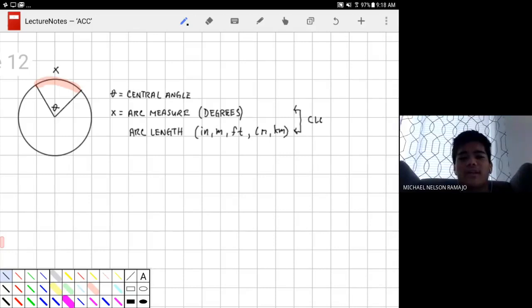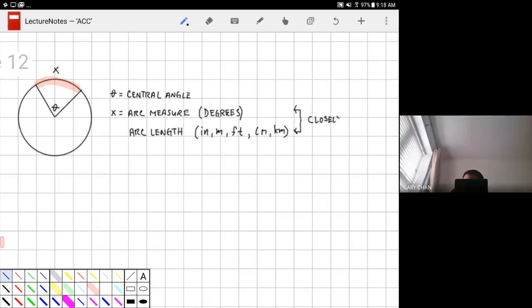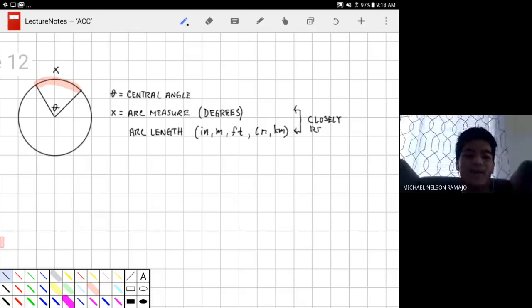Wait, the arc measure is the same as theta, right? Yes. Oh yeah, now I remember. I was thinking of arc length. Silly me, I was confusing the two.